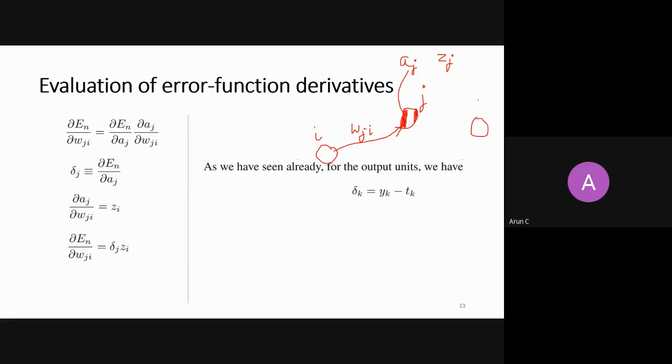Let's say this is node K in the next layer. Then the weight will be WKJ, because K is the output and J is the input. The input here is again AK, which is a dot product of the W's and Z's. This is the notation we have used so far. So let's go one by one, like how to calculate backpropagation and the gradient.